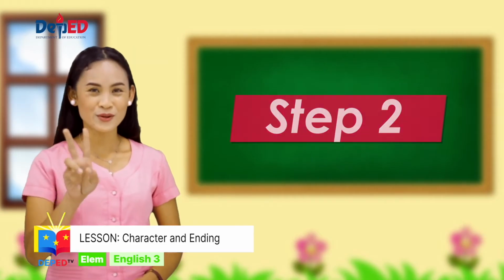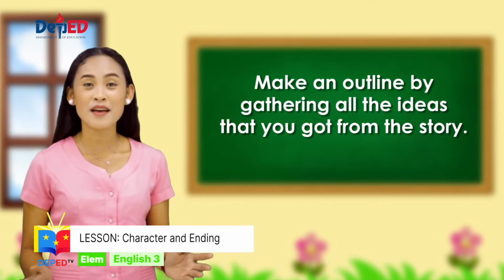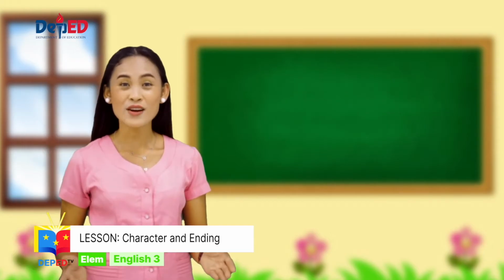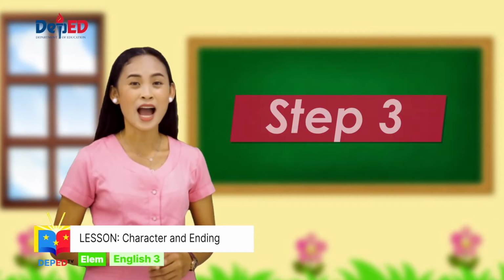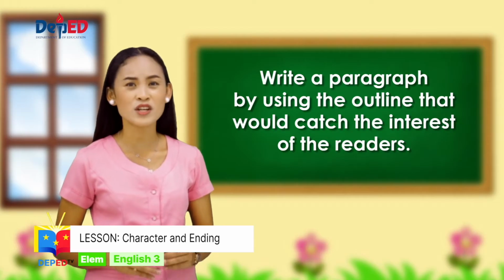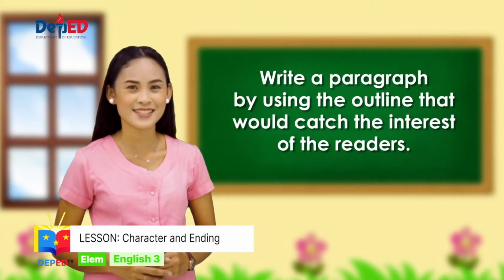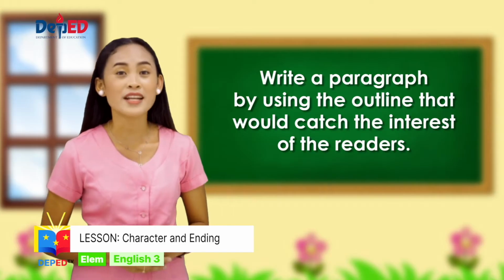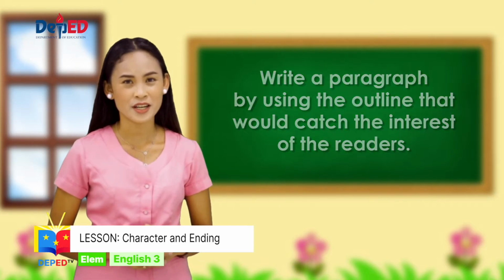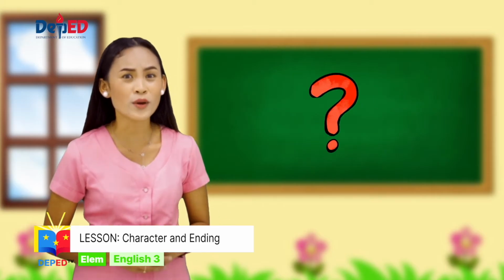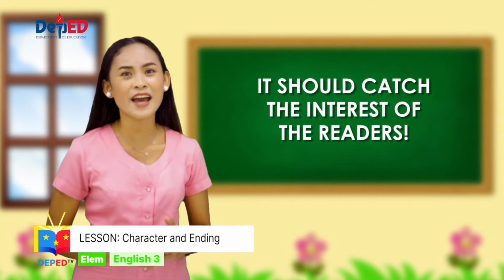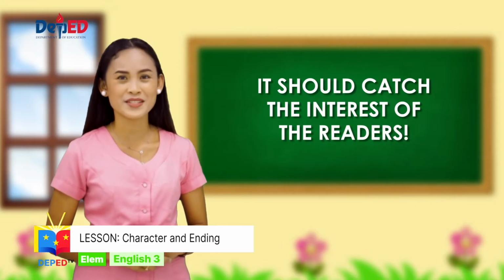Step number 2. Make an outline by gathering all the ideas that you got from the story. Here is step number 3. Write a paragraph by using the outline that would catch the interest of the readers. From the outline in step number 2, we can come up with our prediction. So what do you think is going to happen? Remember, it should catch the interest of the readers.